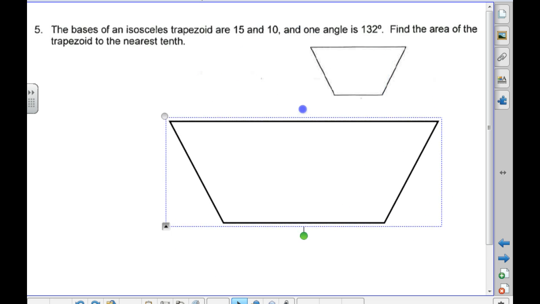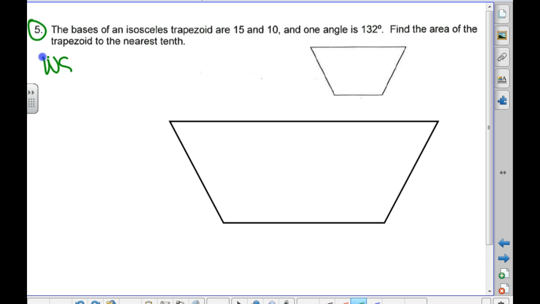Okay, it says, Rachel, that it's an isosceles trapezoid. This is on the worksheet, I think it's side 9A. Wait, we're not supposed to do parallel. Wait, no. There we go. The bases are 10 and 15, that means the two that are parallel. And one of the angles is 132. If it's isosceles, this is also 132 because it's got a line of symmetry down the middle.